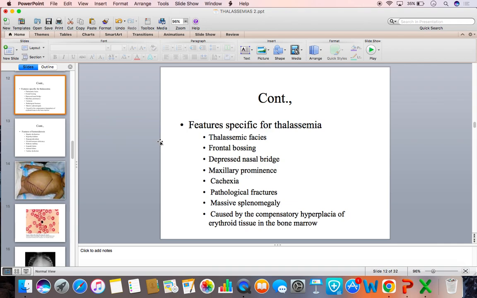Pathological fracture because of thinning of the bones, especially the long bones. Massive splenomegaly occurs secondary to extramedullary erythropoiesis. Okay, these are all secondary to the hyperplasia of the erythroid tissue in the bone marrow.